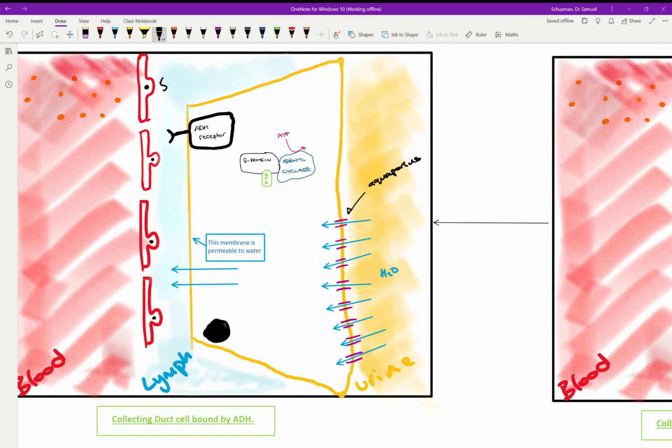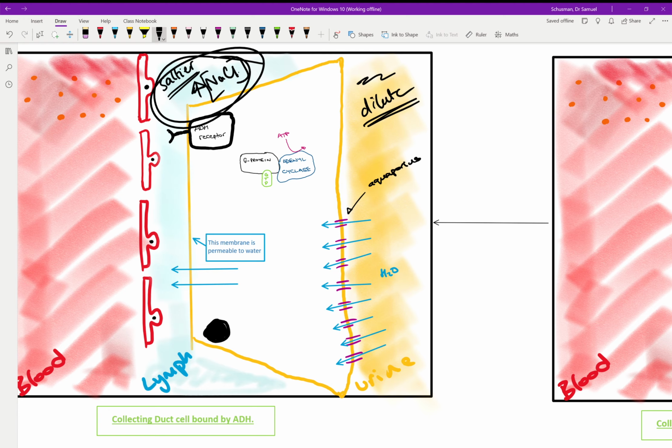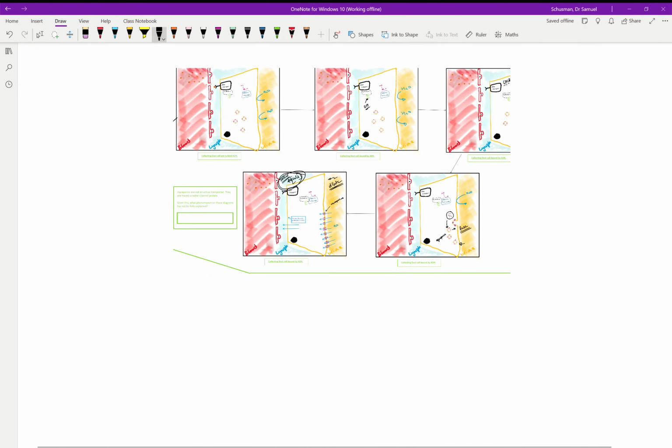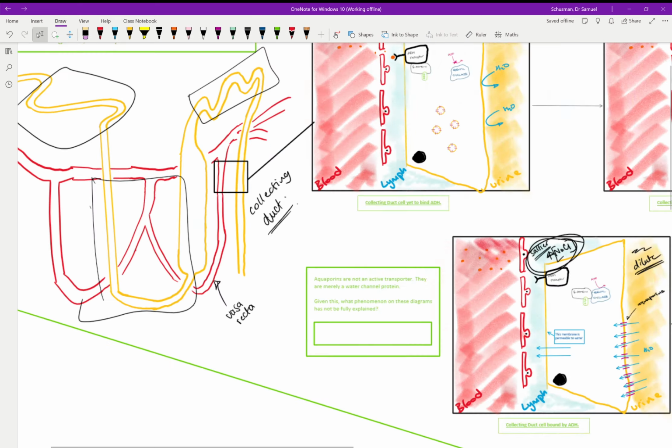because this area is saltier or has a higher concentration of sodium chloride, if we're being very scientific and clever, than this area. So this area is dilute in comparison. The big question is, how does this get salty? We haven't spoken about that, and that is the role of the loop of Henle.